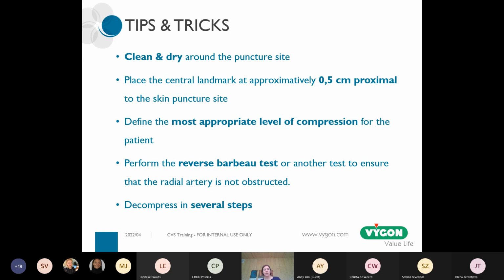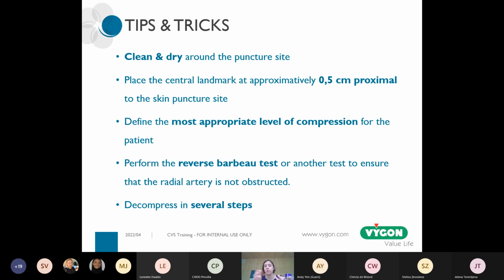Some tips and tricks to have in mind. First, you have to carefully clean and dry around the puncture site, okay? Because if it's not dry, the seal1 can move, so it's important. As I told you, you have to place it correctly. It's important to define the most appropriate level of compression, because it's better not to compress the artery too high if it's not necessary, okay?